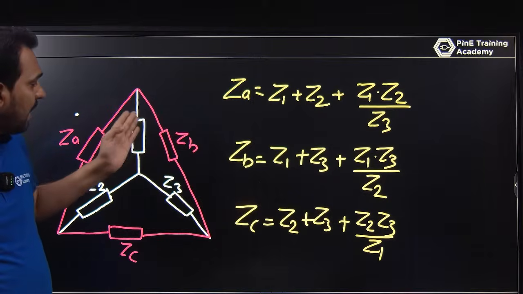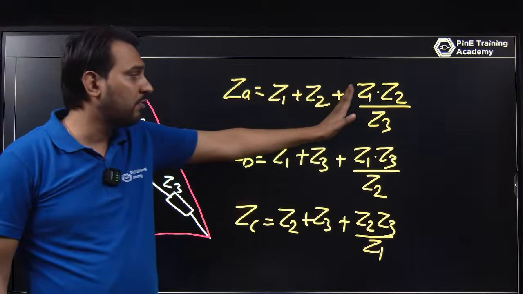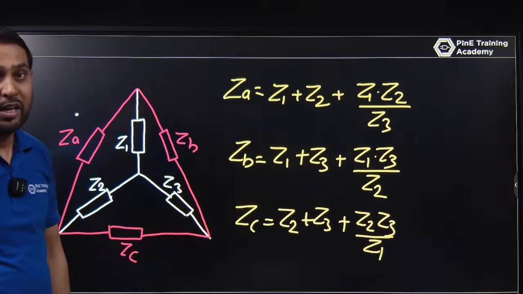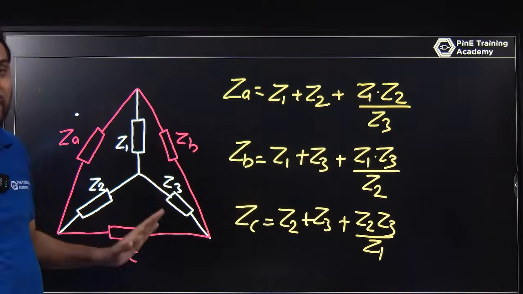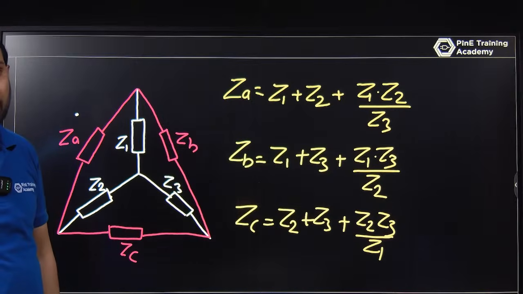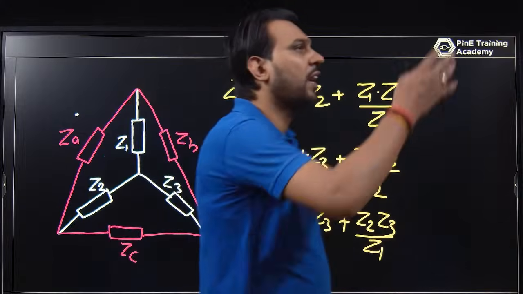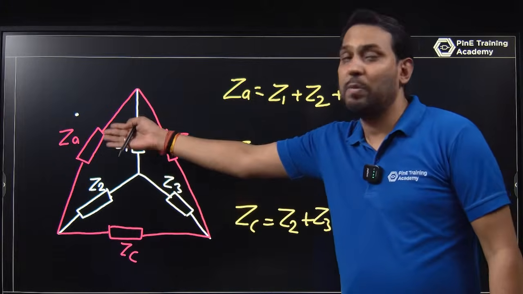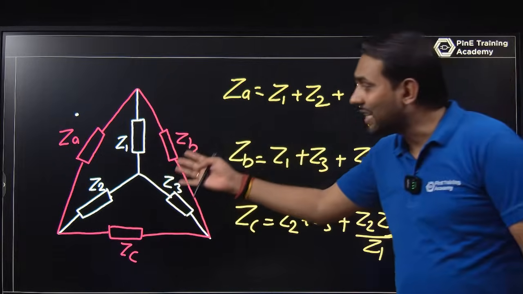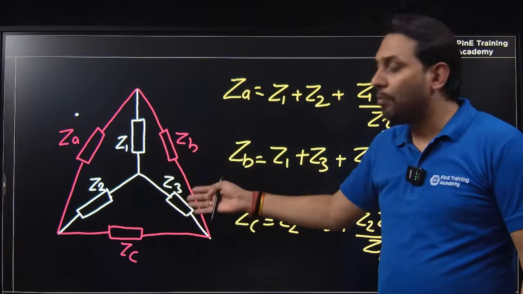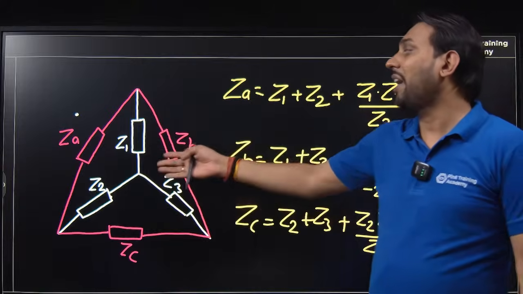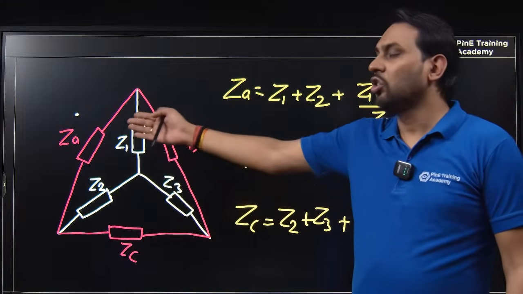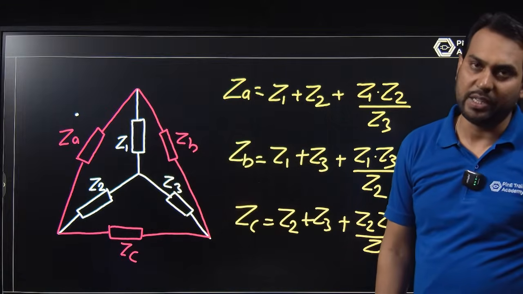Let Z1, Z2, Z3 be 5. So 5 plus 5 plus 5 into 5 is 25 upon 5, that will be 5. 5 plus 5 plus 5 is 15. That is 3 times Z1, Z2, Z3 if they are the same. So the question will be in this way: you have a star formation and you need to find the delta form. You just convert star into delta, and if all the impedances of the star are the same, the delta will be directly 3 times the star value. So if Z1, Z2, Z3 are the same, ZA, ZB, ZC will be 3 times that impedance.